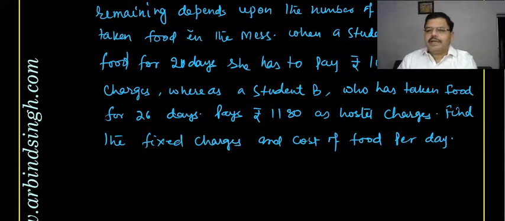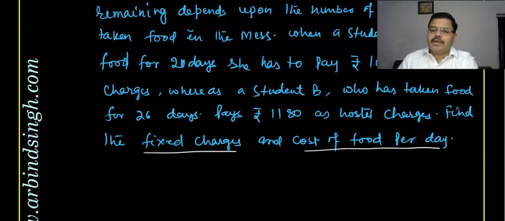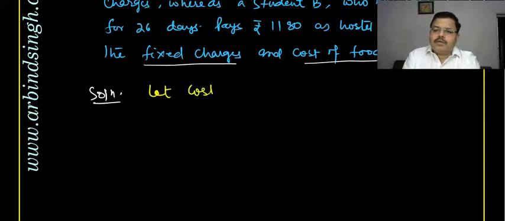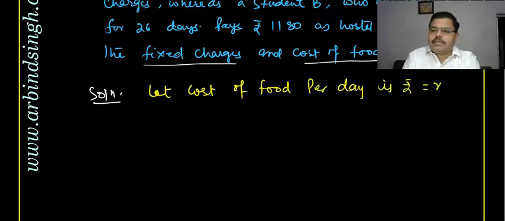So clearly here there are two variables, and you can understand this: there are hostel charges, fixed charges, and cost of food per day that you have to calculate. So in the solution, we will first assume: let the cost of food per day be rupees X, and fixed charges be rupees Y.